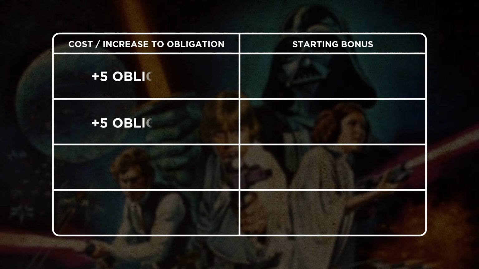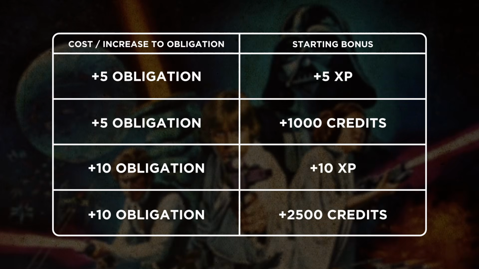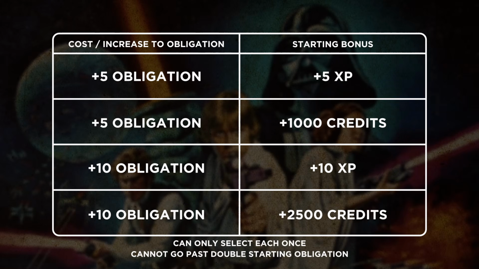For an additional 5 obligation, you can gain either 5 extra starting XP or 1,000 starting credits. There are also options for plus 10 obligation for 10 starting XP or 2,500 credits. Credits being Star Wars money and XP being what you use to level up your skills and your talents. You can choose any combination of these, but you can only choose each option one time, and you are limited to doubling your starting obligation. So if you start with 10 obligation, you can't take your obligation above 20.